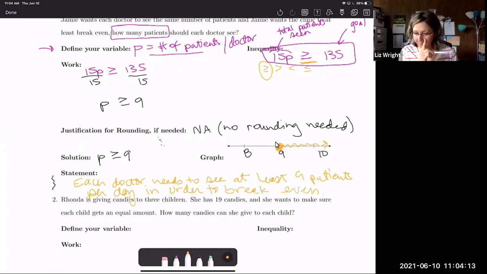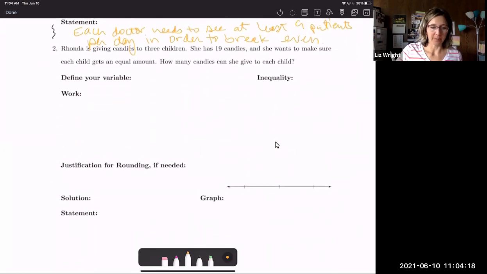So just write out your statement there, kind of interpreting your answer. All right, let's look at the next one.